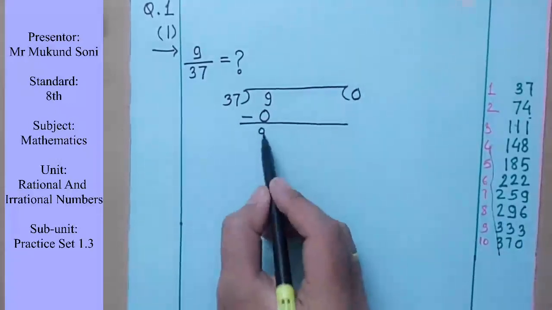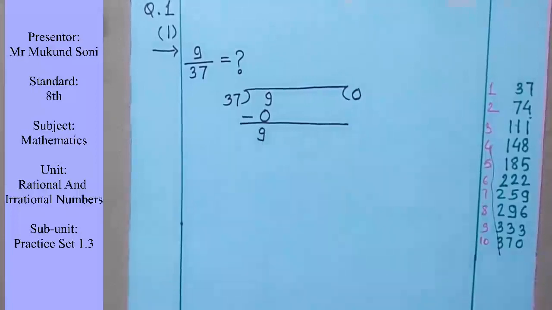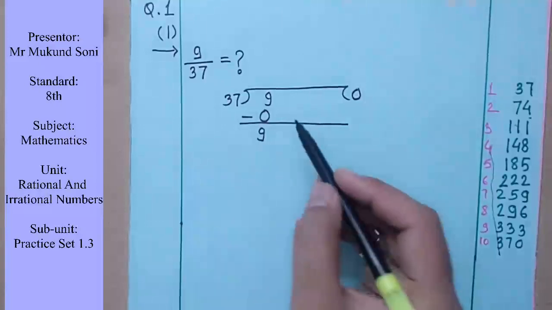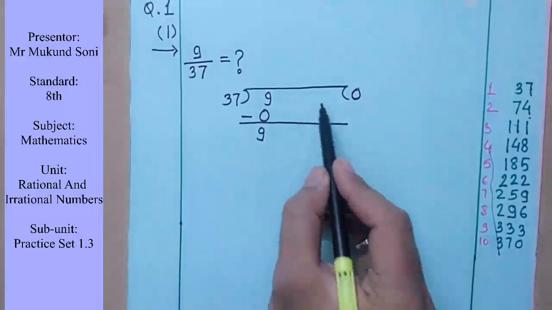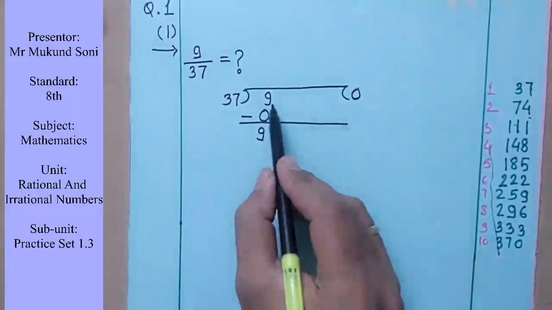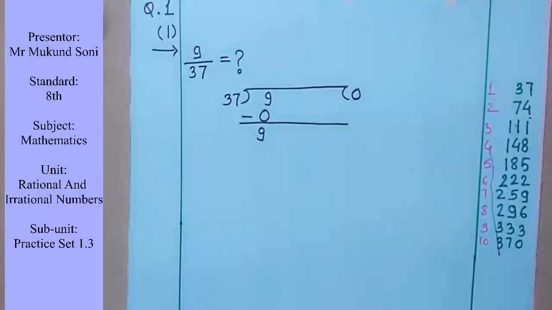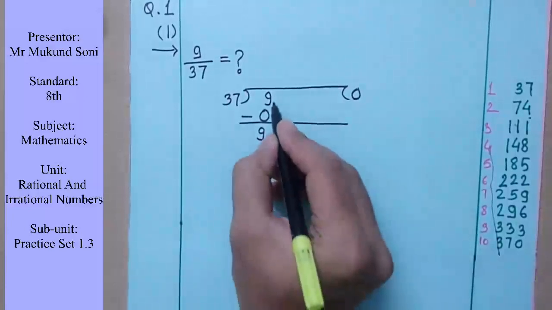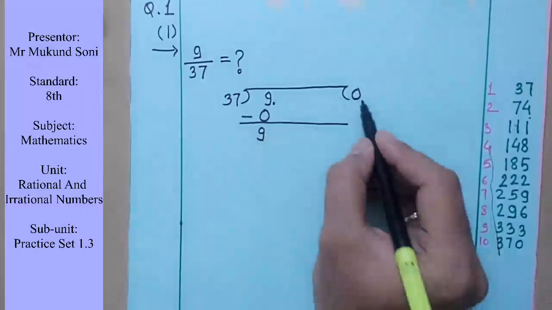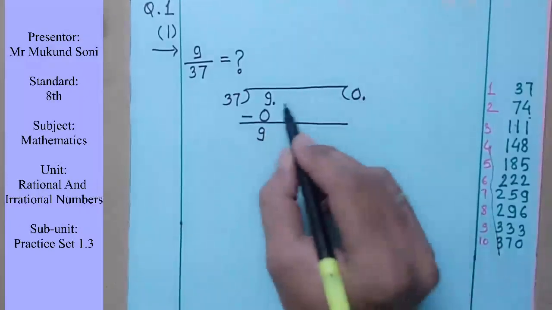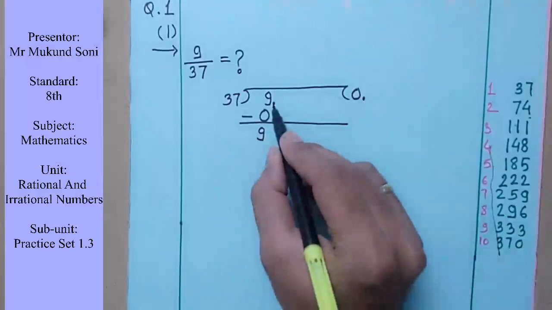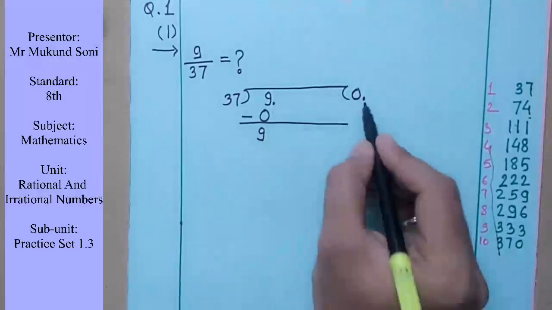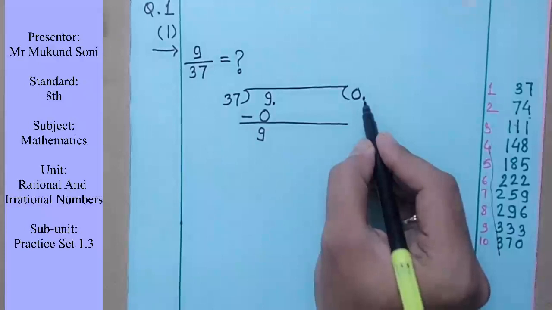Your subtraction will be 9 as it is, because subtracting 0 does not change the answer. Now we do not have any more digits in the dividend. Whenever you come across such a situation, you should put a decimal point in the quotient and the dividend. So I put it first in the dividend, and then I noted down the decimal in the quotient.